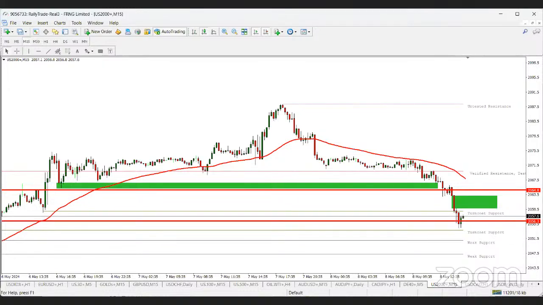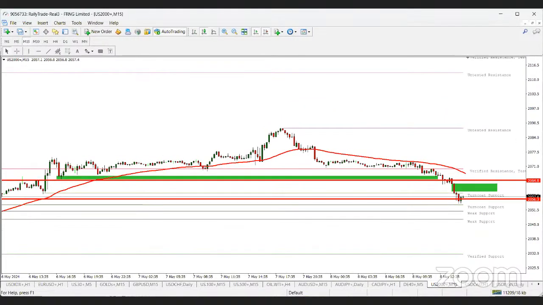From 2054, I'll consider selling US 2000 to around 2056. That's how I would love to trade US 2000. But I expect that it will retrace back into this fair value gap and continue its downward trend from there.